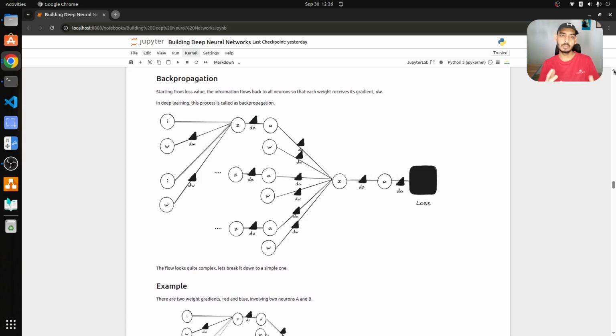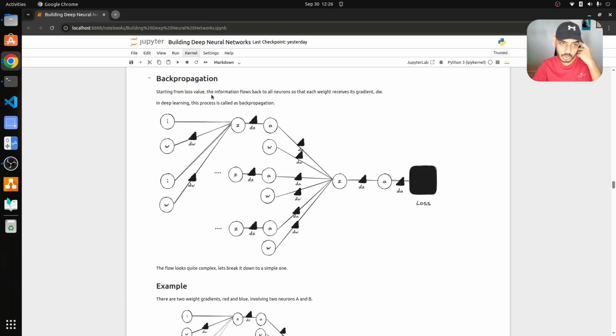Now let's talk about backpropagation. We have seen that we want to update from loss to dA, dA to dZ, then dZ to dW. This has to happen across the whole network. So we have 3 neurons in the hidden layer, and we want to do this for all the 3 neurons and update our parameters there.